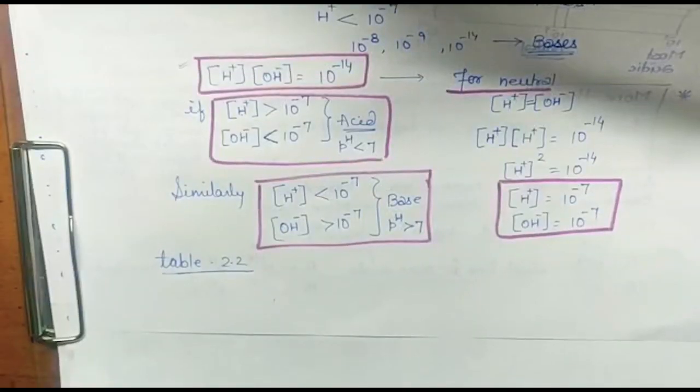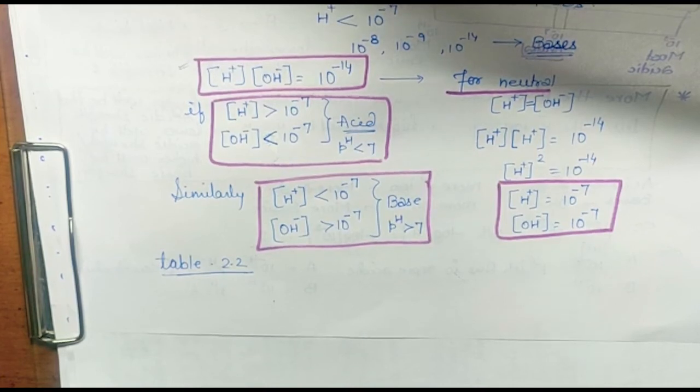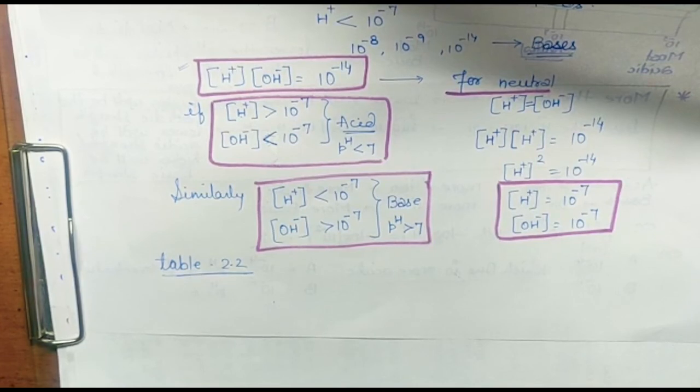Hope you all have watched that and you got how pH is important in our daily life. Okay, so now just move forward and come to table 2.3. In table 2.3, it is written what the natural sources are and what acid is present in them.